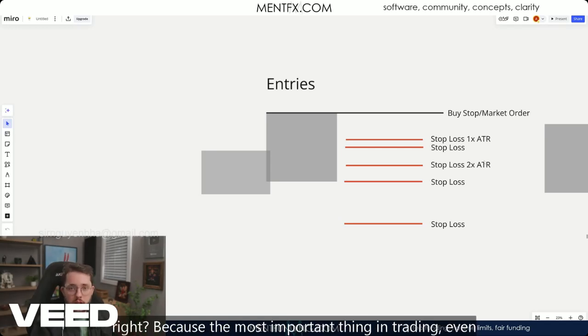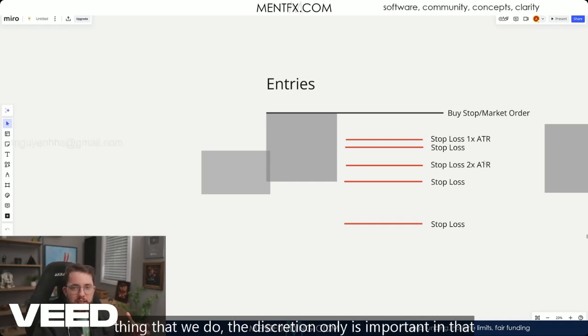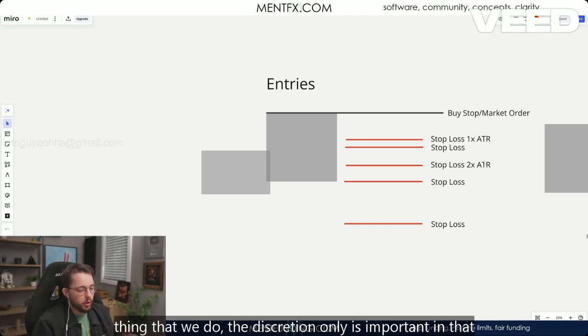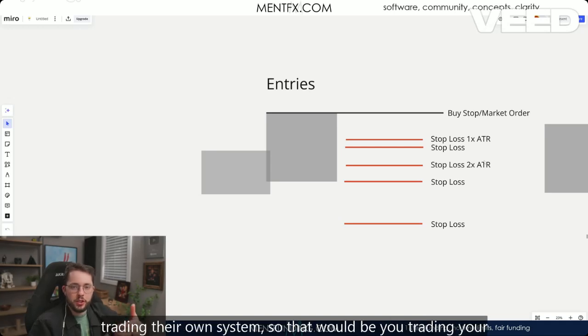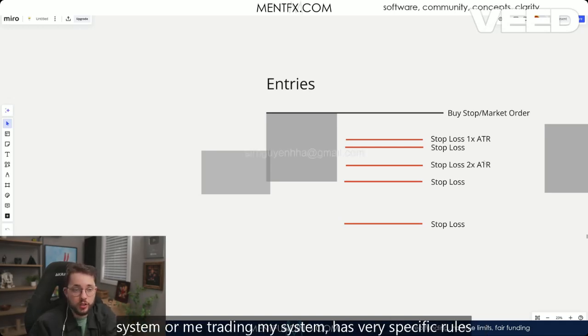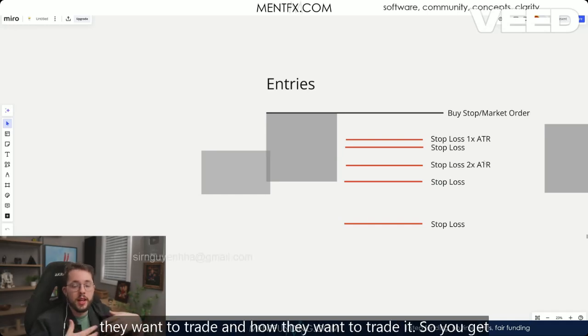Because the most important thing in trading, even though it's a very discretionary based skill set, the discretion only is important in that each individual person has their own system, but the person trading their own system, so that would be you trading your system or me trading my system, has very specific rules under which they've tested an environment, understood what they want to trade, and how they want to trade it.